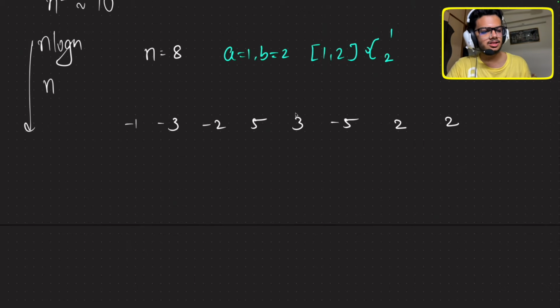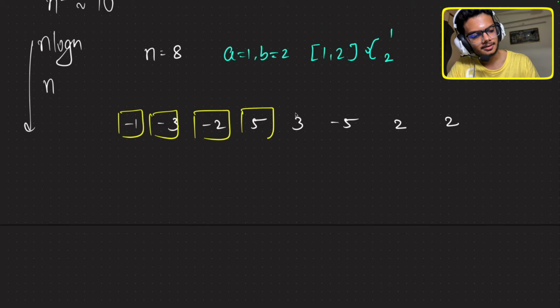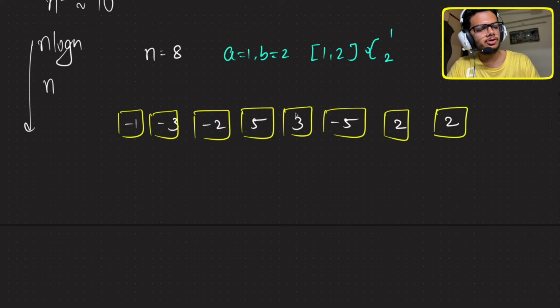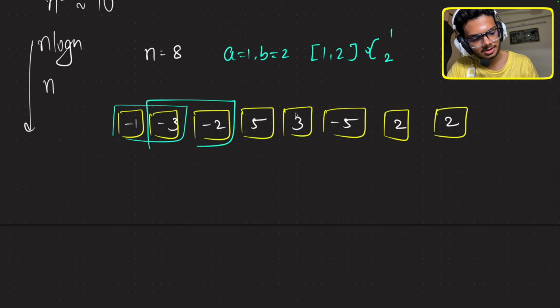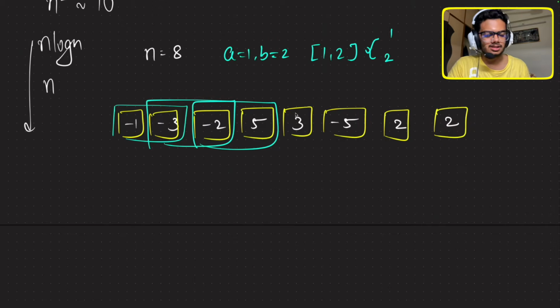Fine, so let's consider all the subarrays with size 1 and 2. Let me first draw all the subarrays with size 1 in this yellow color. So these are all the subarrays with size 1. How many of those are there? There are 8 subarrays with size 1. And let's find out all the subarrays with size 2 then. One of them is this, another one is this, another one is this. I'm just considering every 2 consecutive elements basically.